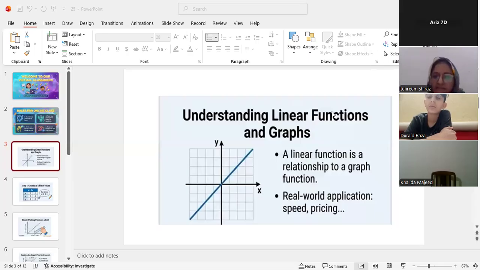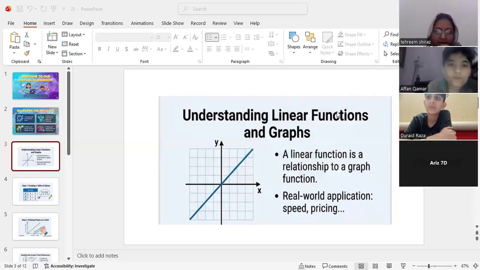Okay, let's go further. What we were talking about were the linear functions and their graphs. I said if the rate of change is constant, then we are actually talking about a linear function. But if the rate of change is not constant, the function will be somehow curved. If the rate of change is constant, there must be a straight line, upward or downward, but it should always be a straight line, right?